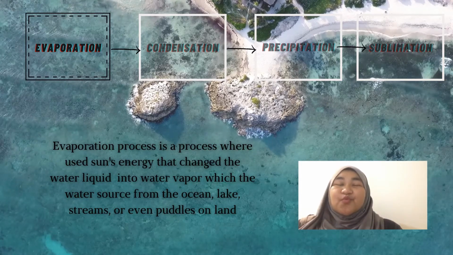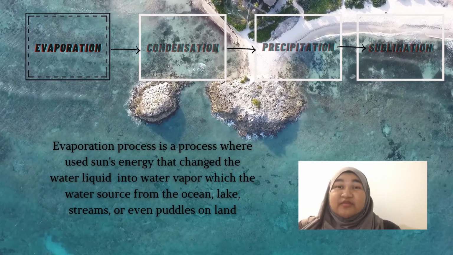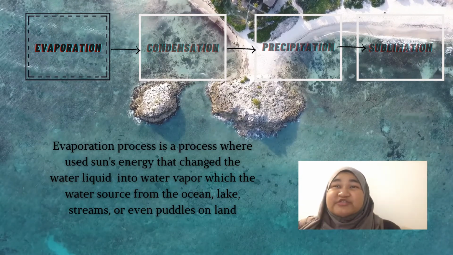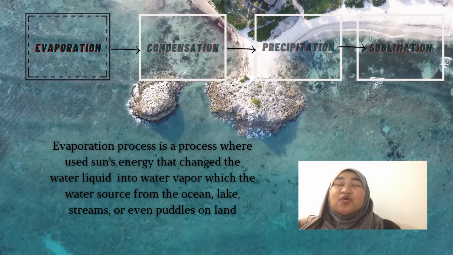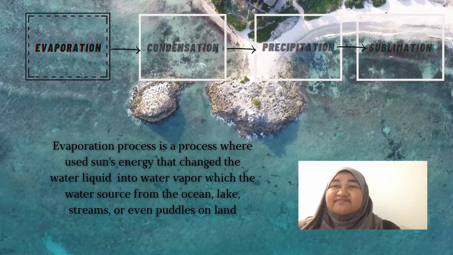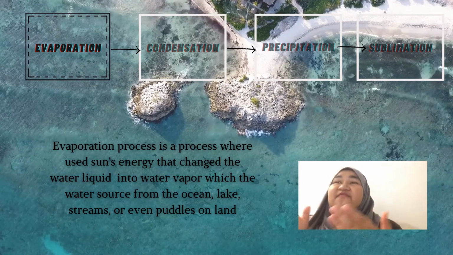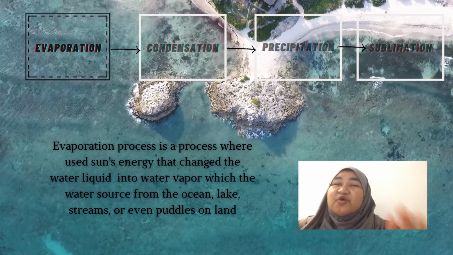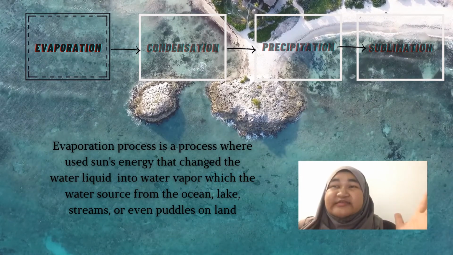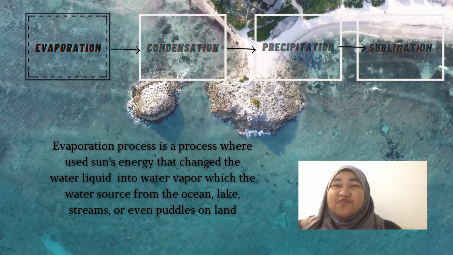Most of Earth's water is stored in the oceans, where it can remain for hundreds and thousands of years. In the evaporation process, water changes from liquid to gas by the sun's energy. It evaporates from the ocean surface, from lakes, streams, or puddles on the land. Only the water molecules evaporate, but the salts remain in the ocean or the freshwater reservoir.